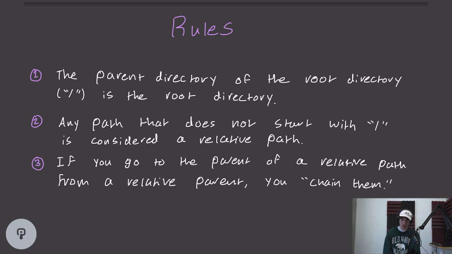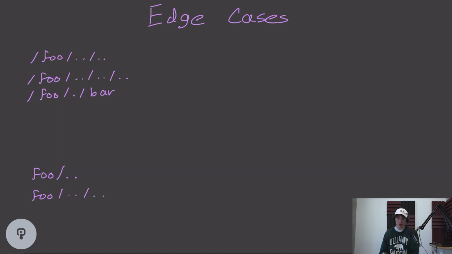And lastly, rule number three, if you go to the parent of a relative path from a relative path, you can chain them. So it's a little bit of a mouthful, but you're going to see this rule illustrated in the examples we're about to go over in this next slide. So here are a couple edge case examples, and I'm going to go ahead and walk you through them.